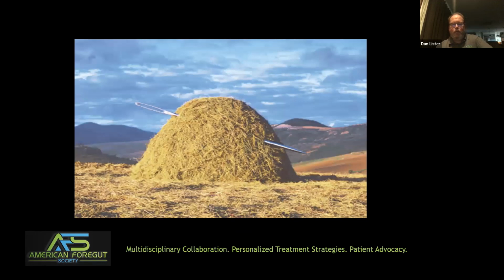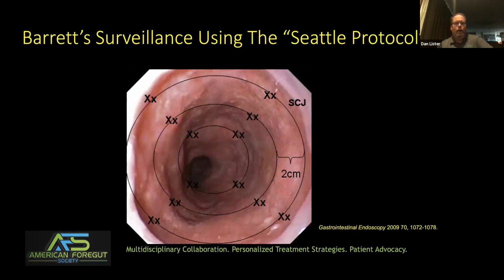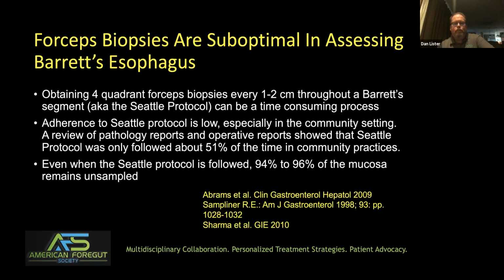And this is kind of what we're looking for. We're the ultimate needle in a haystack. So as you all know, for Barrett's surveillance, currently the standard is the Seattle protocol: random 4-quadrant biopsies every 1 to 2 centimeters through the length of the columnar lined esophagus. The problem with this is it can be quite time consuming.